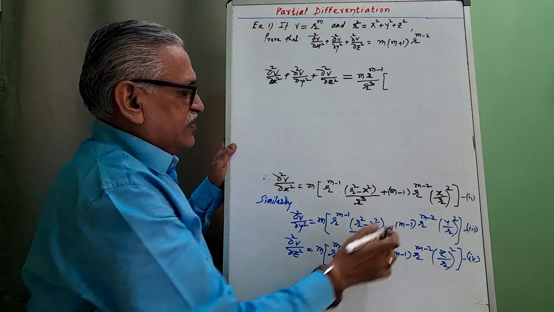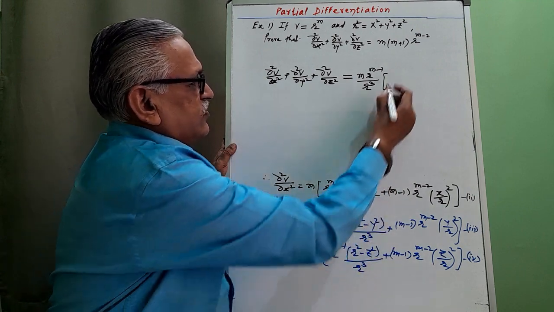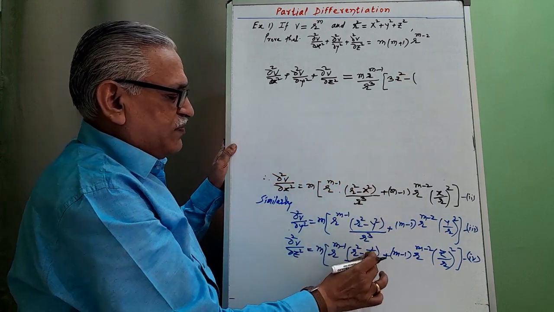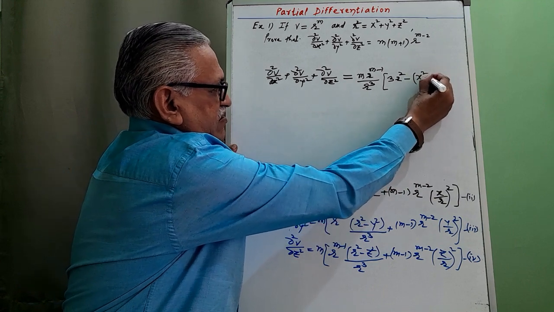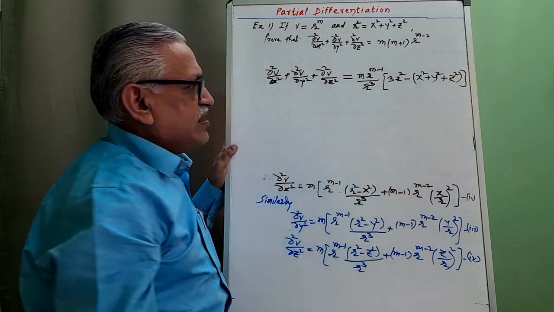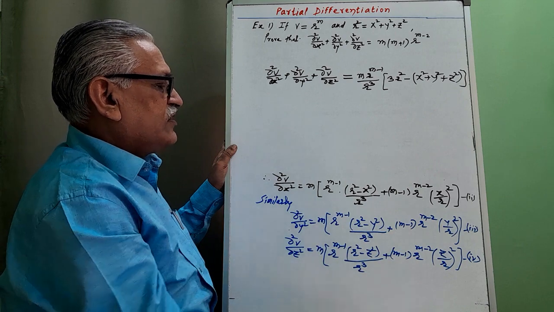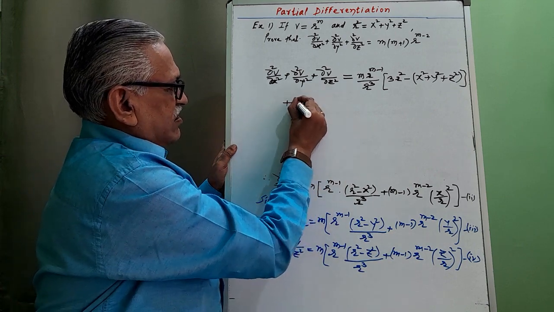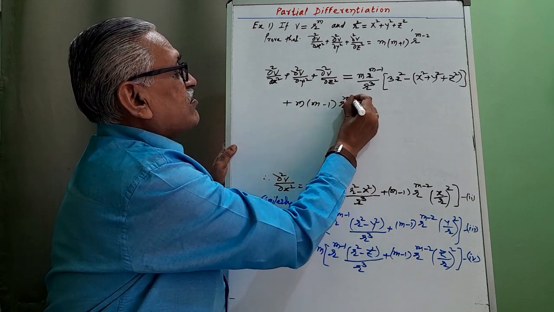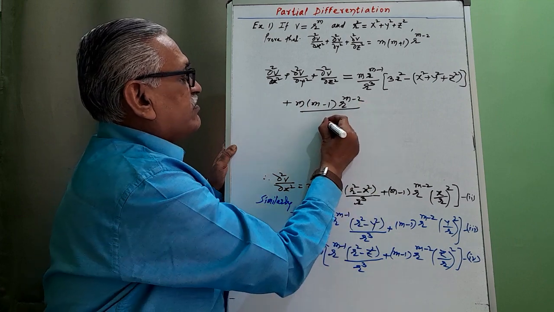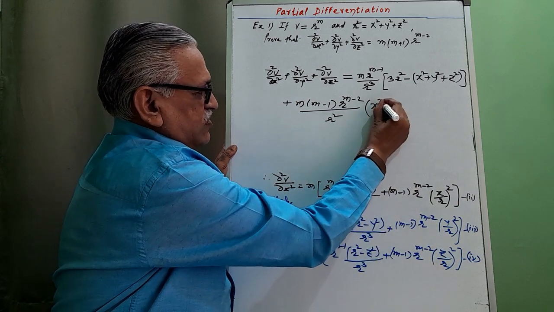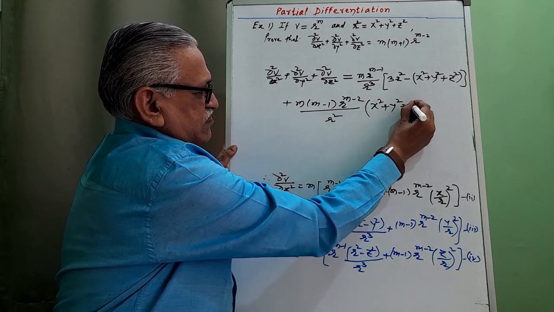Addition of these three terms, therefore r square plus r square plus r square, we get 3r square minus (x square plus y square plus z square). Then adding the second term, common is (m minus 1) r raised to m minus 2, whole divided by r square, addition of x square plus y square plus z square.